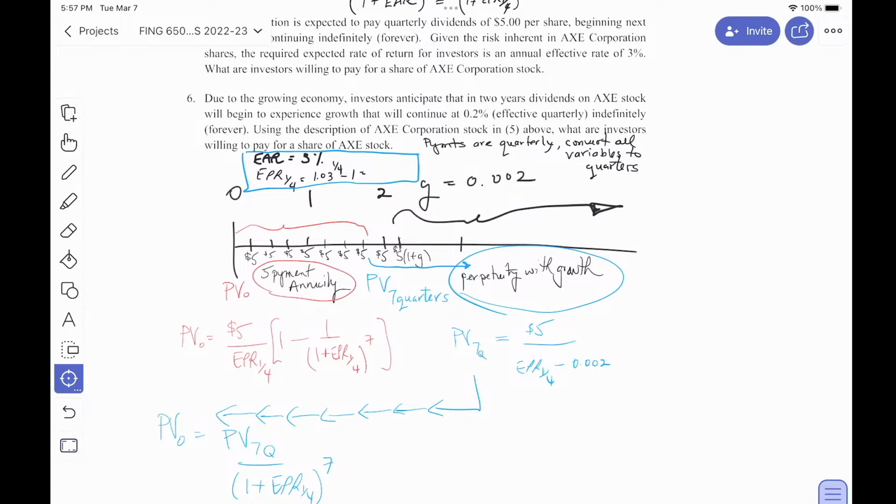Yeah, I added the growth for whatever reason. I interpret the growth to occur before the 2 years. So sometimes I slightly change these questions. Let's see what I wrote here.